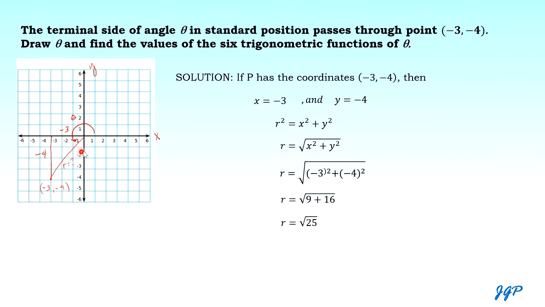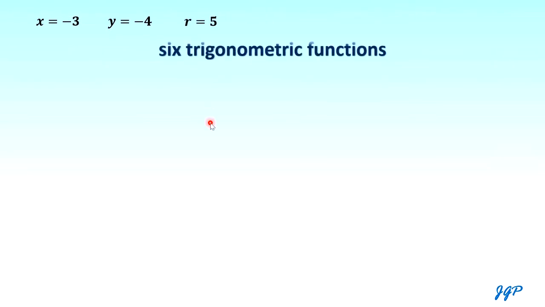Again, r is always positive since this one is a hypotenuse. So, always remember that r is always positive and r is equal to 5. By simplifying the square root of 25, we get r is equal to 5. Since we now have the value of r, so x is equal to negative 3, y is equal to negative 4, and r is equal to 5, you will now find the 6 trigonometric functions.